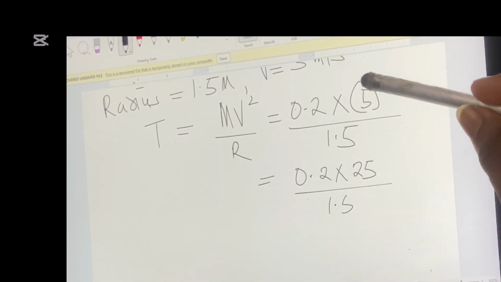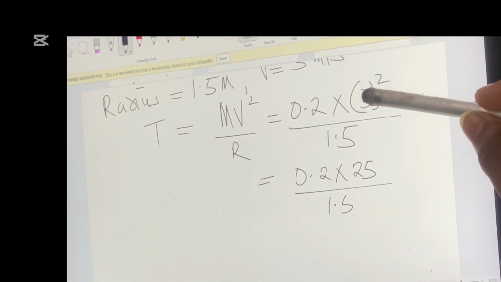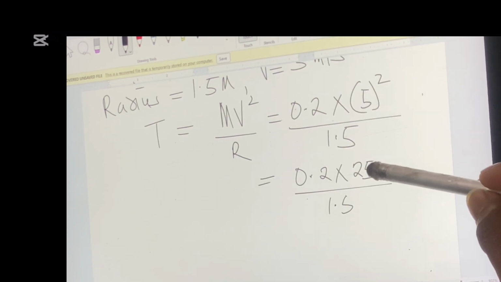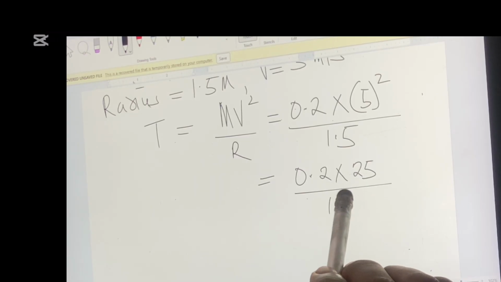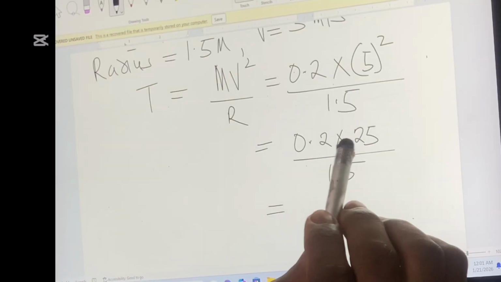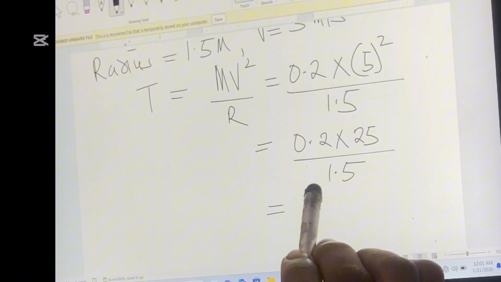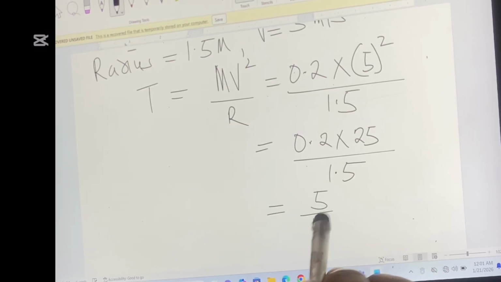Class, please listen to me carefully. 5 all square means repeat 5 into 2 places, okay? So when you do that, 5 times 5 will give us 25. So point your calculator, 0.2 times 25 will give us 5, divide by 1.5. So I will have something like this. 0.2 times 25 is 5, divide by 1.5.